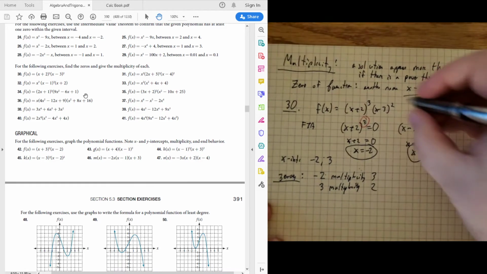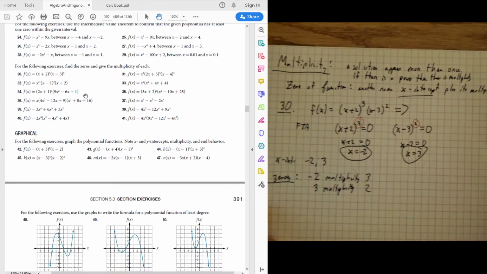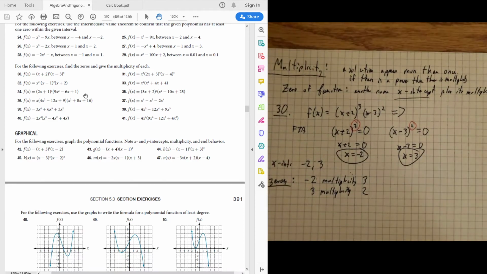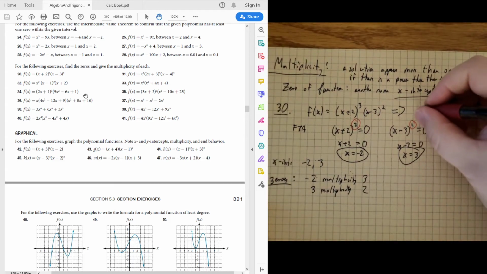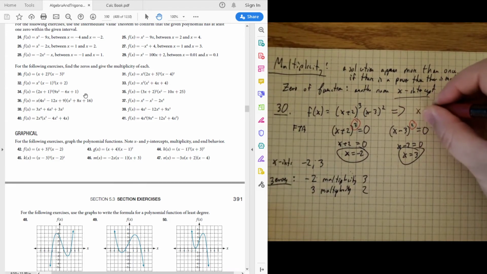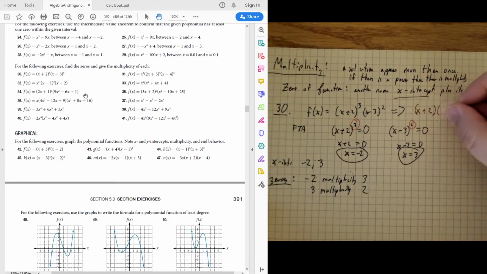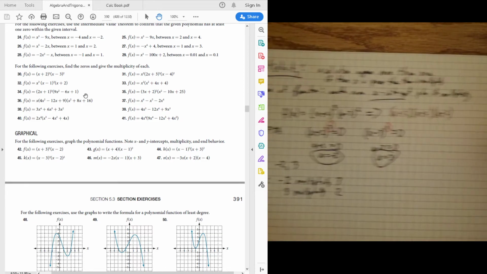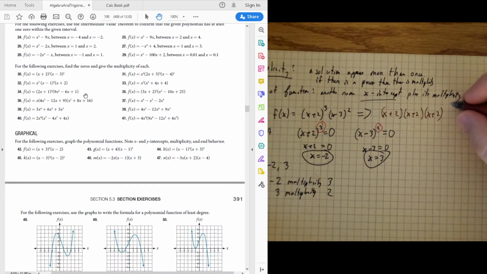And this actually makes a lot of sense if you remember how you can rewrite the first equation. A power of 3 just means you have (x plus 2) times (x plus 2) times (x plus 2). A power of 3 just means you have that thing 3 times. A power of 2 just means you have that thing 2 times.